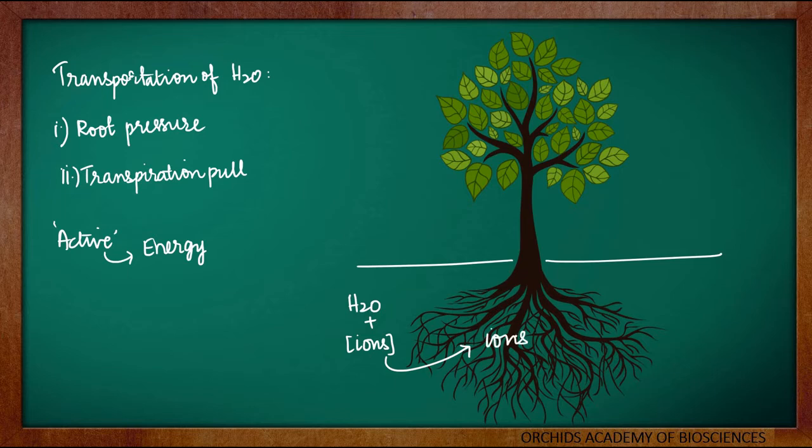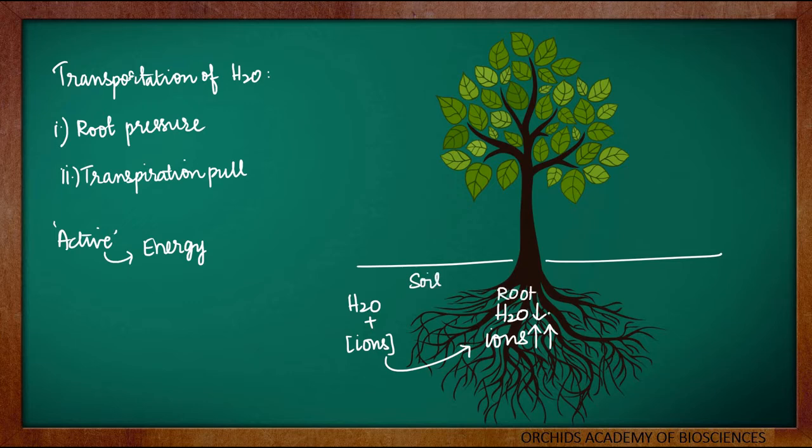When the ions move into the roots of the plant, the concentration of ions in the roots will increase, due to which the concentration of water present in the roots will decrease. So that will create a difference in the concentration of water outside the root, that is in the soil, and that inside the root.